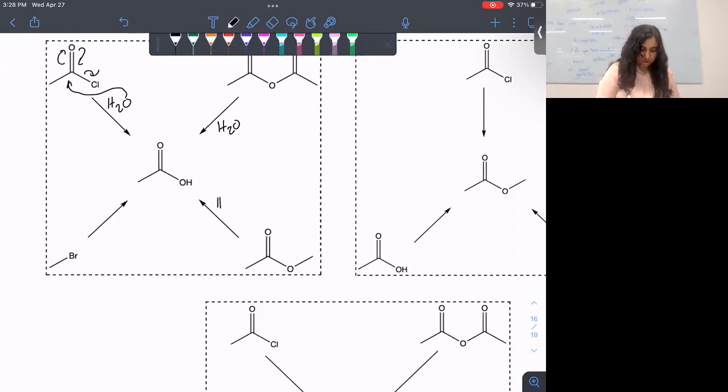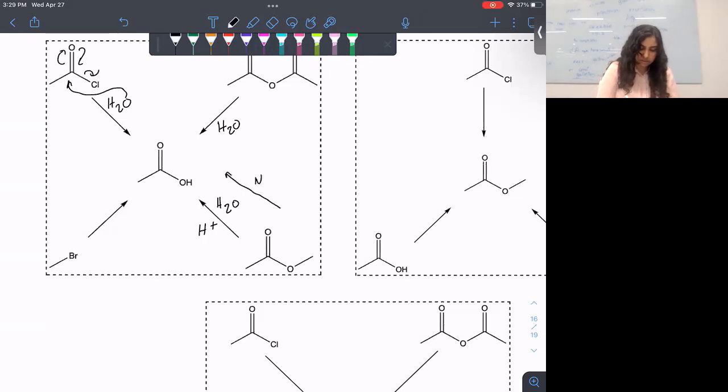If you give the ester water, it will turn into a carboxylic acid, but you do need some kind of acid catalyst. The other way to go from esters to carboxylic acids is by using a stronger nucleophile than water. So what happens a lot of the time is this.